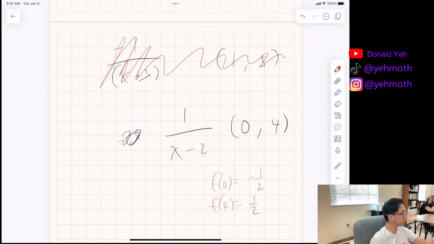Why not? Because there's a discontinuity between the two. There's actually not only a discontinuity, there's a vertical asymptote. So since the function is not continuous at 2, and 2 is within this interval, guess what? It's invalid.